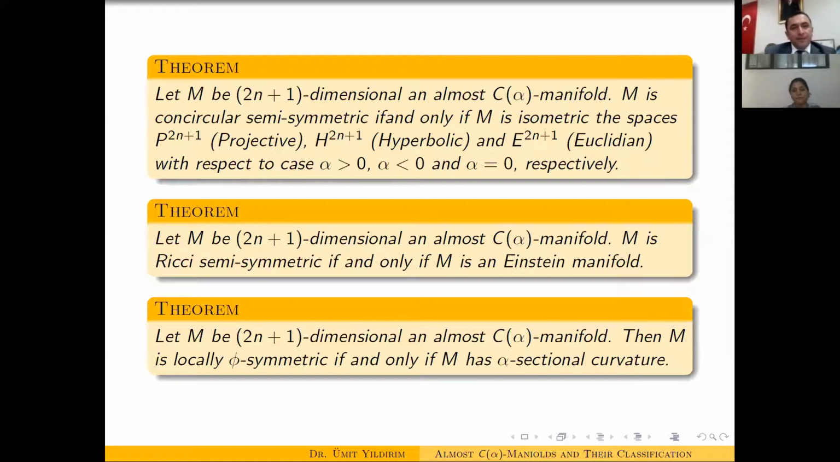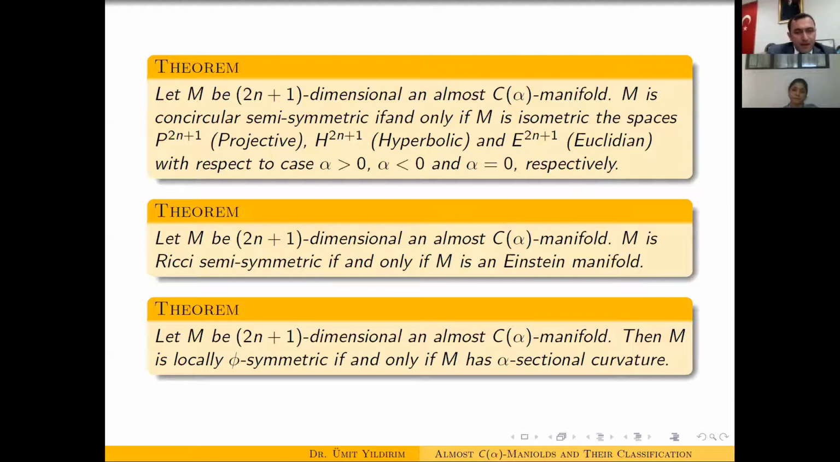Let M be a 2n plus 1 dimensional almost C-alpha manifold. M is concircular semisymmetric if and only if M is isometric to a space form, projective, hyperbolic, or Euclidean with respect to these conditions. New theorem: let M be a 2n plus 1 dimensional almost C-alpha manifold. M is Ricci semisymmetric if and only if M is an Einstein manifold.